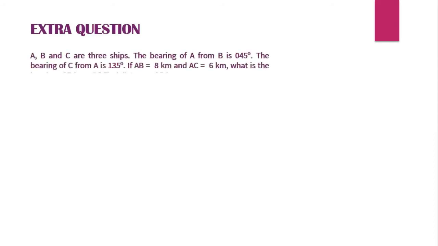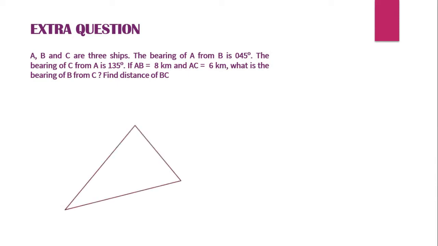Okay, students, I will give you extra questions about bearing. A, B, and C are 3 shapes. The bearing of A from B is 045 degrees. The bearing of C from A is 125 degrees. If distance AB is 8 km and AC is 6 km, what is the bearing of B from C, and find the distance of BC?